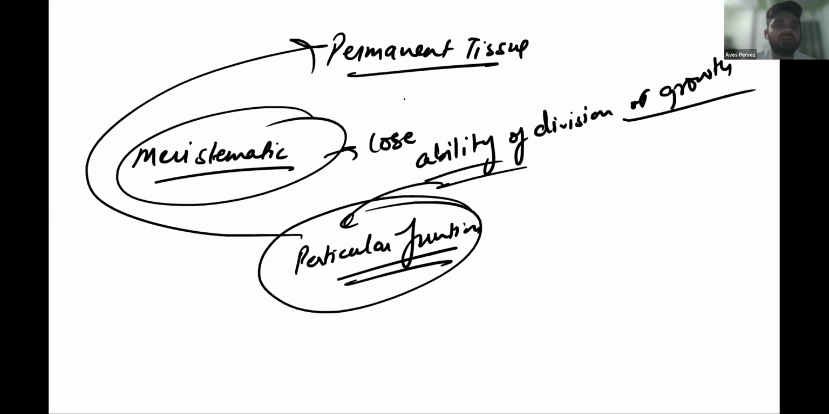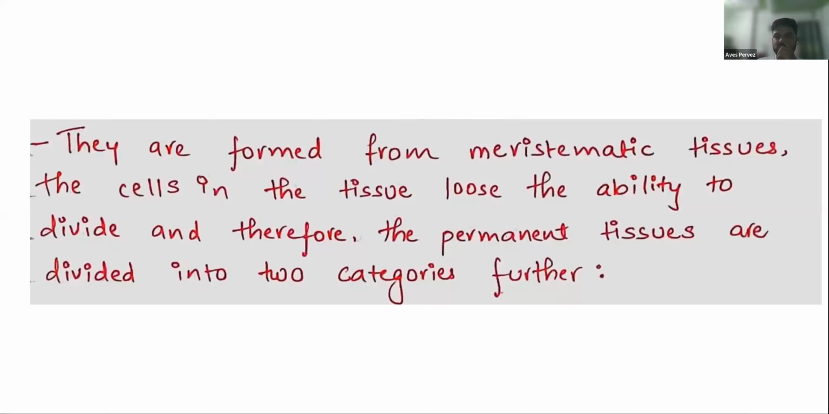Please note down the definition of permanent tissue here. Permanent tissues are formed from meristematic tissue. The cells in the tissue lose their ability to divide.